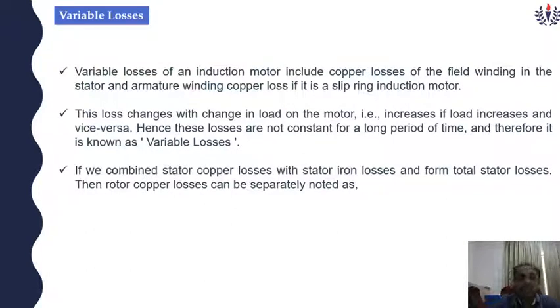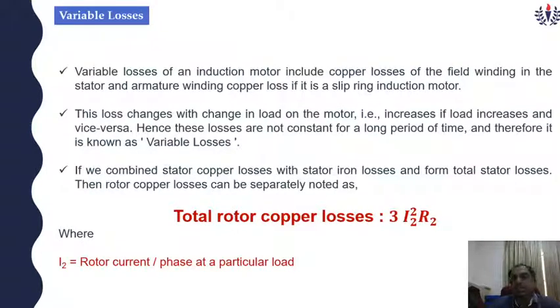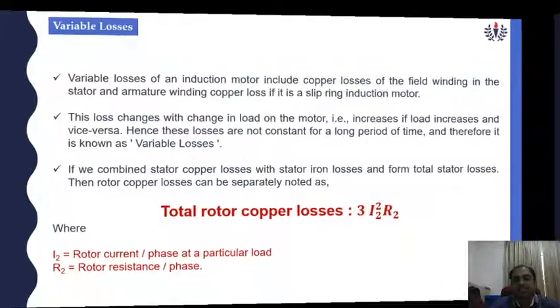If we combine the stator copper loss with the stator iron losses and form stator losses, then the rotor copper losses are separately noted as 3I2²R2. I2 is the rotor current per phase and R2 is the rotor resistance per phase. So the rotor copper loss will be given by the formula 3I2²R2, where I2 is the rotor current per phase at a particular load and R2 is the rotor resistance per phase.